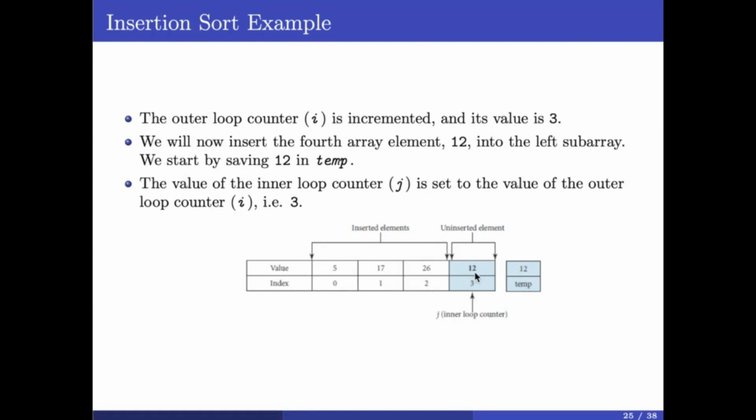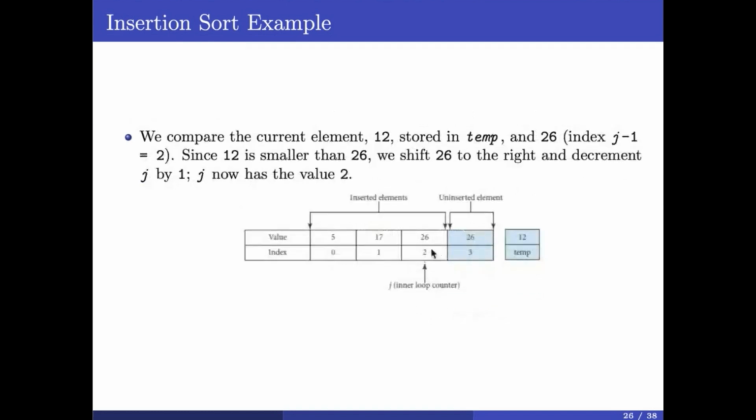26 greater than 12? Yes. Shift the 26 to the right and do what? Decrement the value of j by 1. So j is going to be pointed to this position. Good. Now what else? Continue the loop. Still the value of j is not equal to 0. So compare whatever we have at j minus 1. So j is here, so it's going to be 17 with 5. Is 17 greater than 5? Yes. Shift 17 to the right. Decrement the value of j by 1.